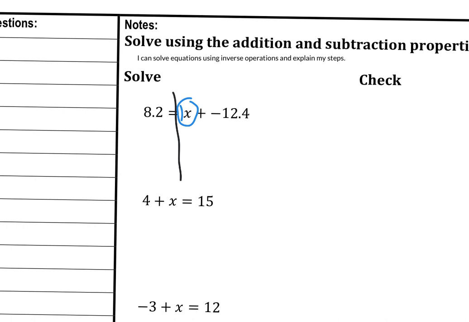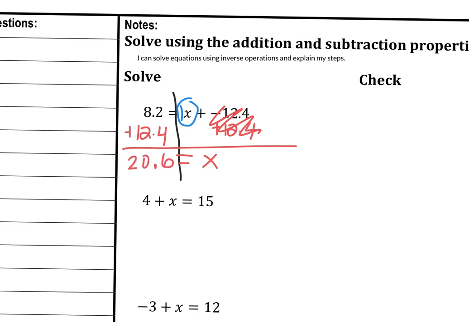Now I have to look at what has happened to this x and what's on the same side of it to undo it to get it to the other side. So here I see I have a negative 12 4/10. To undo a negative, I am going to add 12 4/10, because negative 12 4/10 and 12 4/10 makes 0. So now I am left with just x on this side. On the other side, I am adding, and I would get 20 6/10.